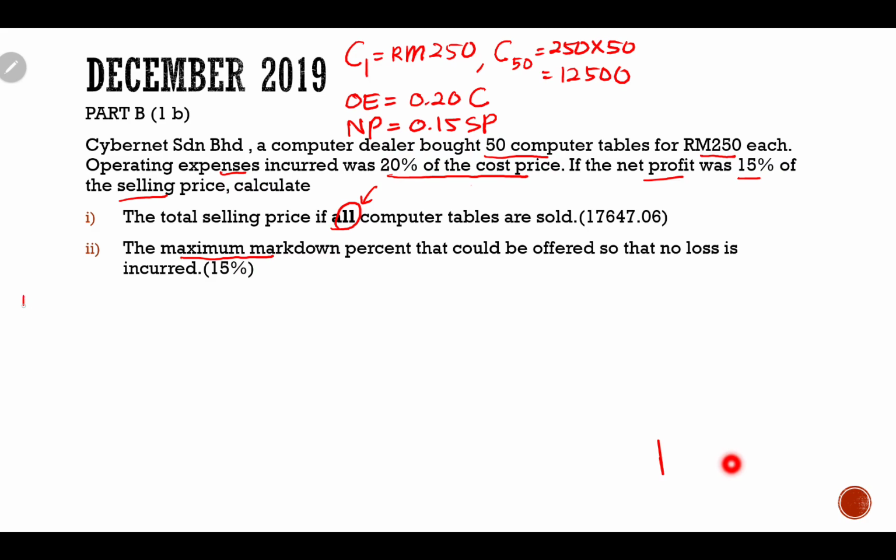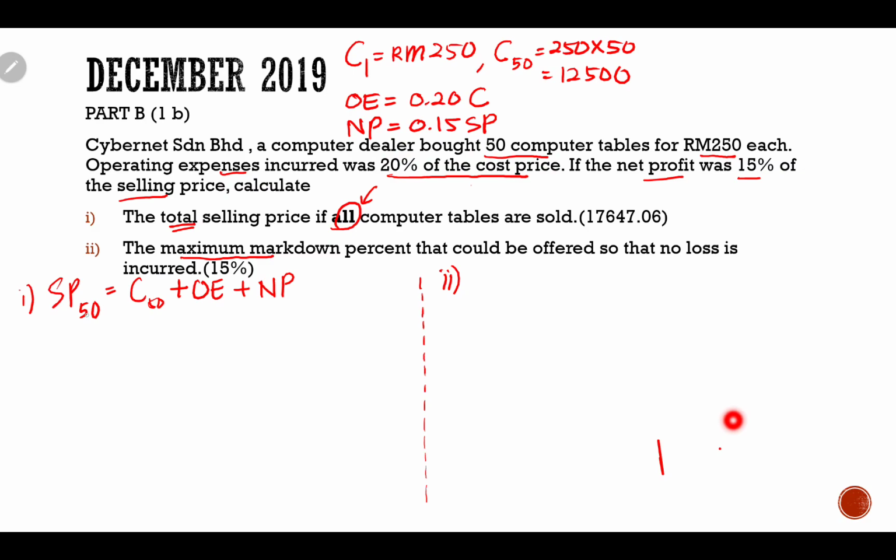Now, for this question I'm going to divide it into two sections. This is number 1 and the second part is number 2. For question number 1, find the selling price, the total selling price for all computers. So they mean you need to find the selling price for 50 computers. The formula: selling price equals the cost for 50, plus the operating expenses for 50, plus the net profit of 50 computers.